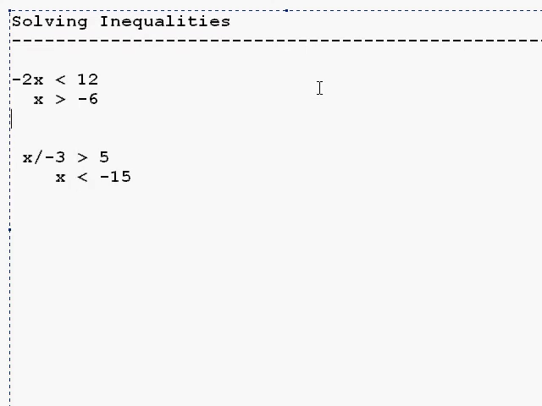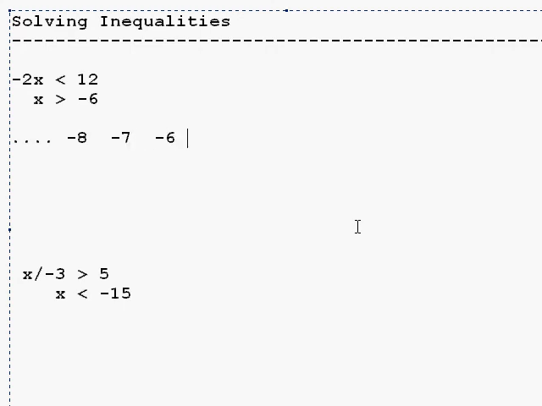Here's why, and we'll just look at our top example for this. If you look at the number line, we have some numbers. We have like negative 8, negative 7, negative 6, negative 5, negative 4, and so on. Greater than negative 6 means this way instead of this way. And that's why we have to switch the signs.